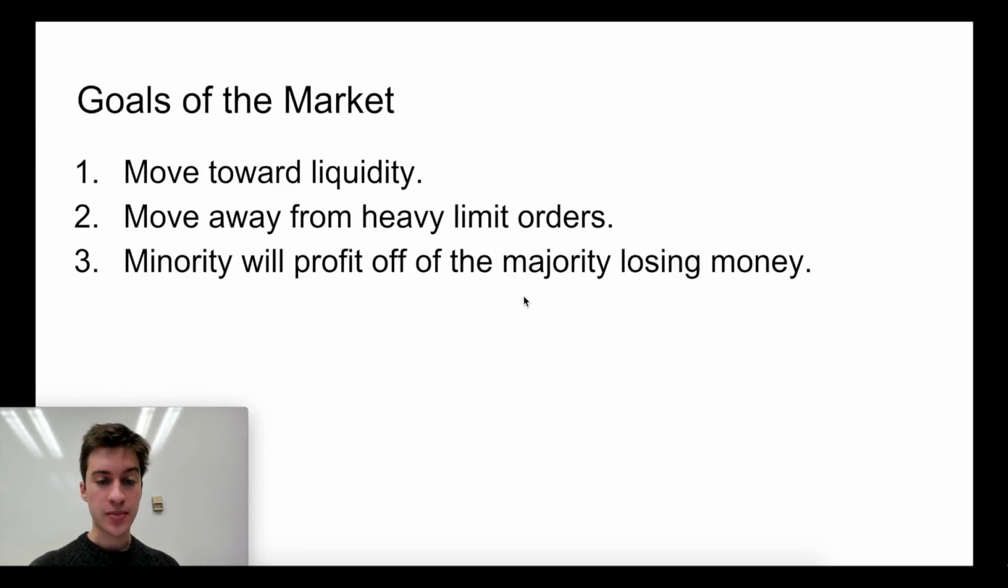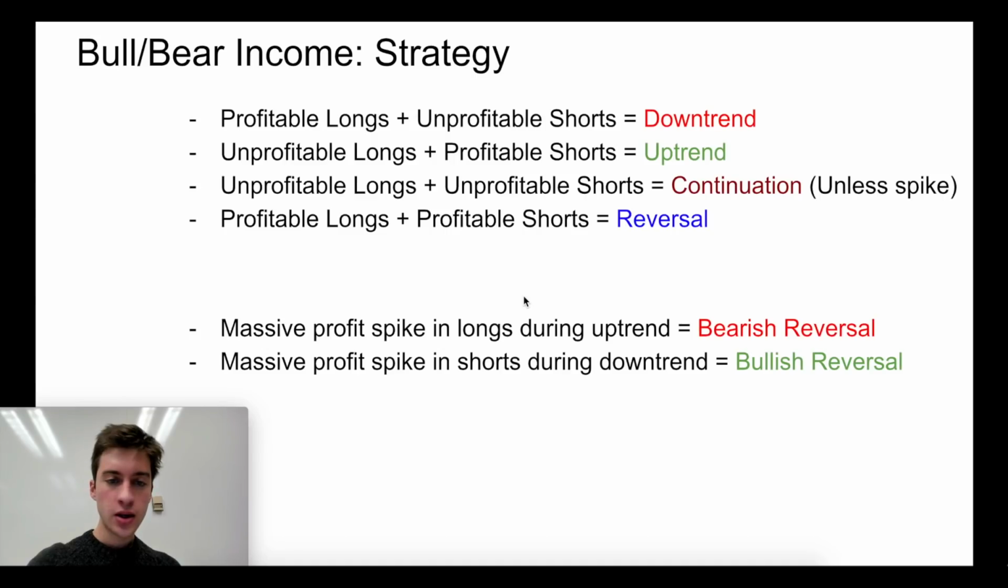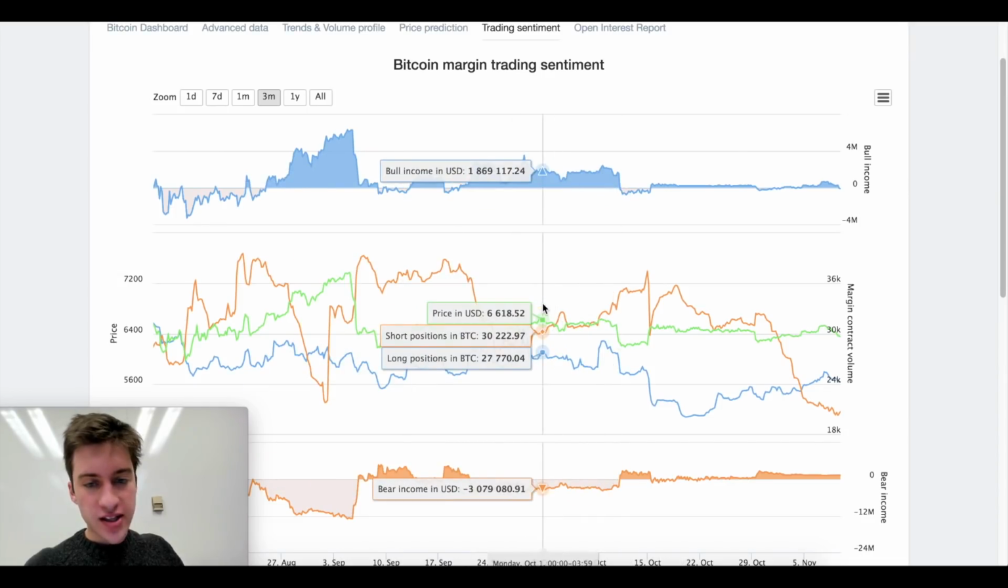The final note is the minority is going to be profiting off of the majority losing money. This is just a fact of many markets, that it's typically going to be the retail traders that lose the bulk of the money and the institutions and high frequency traders that take advantage of retail traders to make a large amount of money. With that, let's go into Bitgur and trading sentiment.